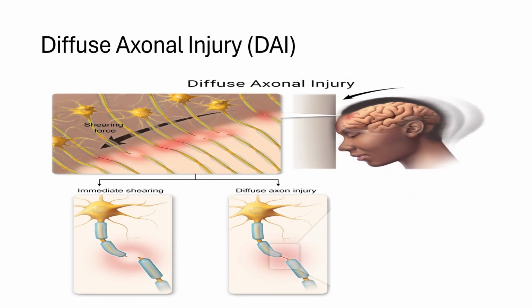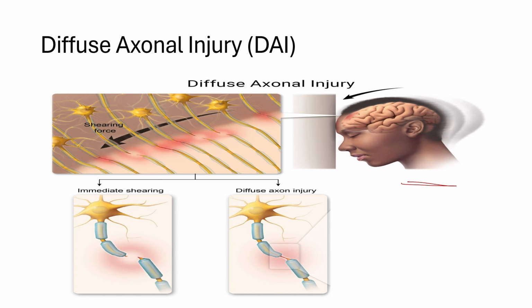Now the diffuse axonal injury. It is a very important and very critical type of injury. It occurs due to acceleration-deceleration injury. As we can see in this image, there is a very rapid acceleration and deceleration causing the axonal injury. So what is the mechanism? A severe form of brain trauma causing rapid acceleration, deceleration, or rotation force.